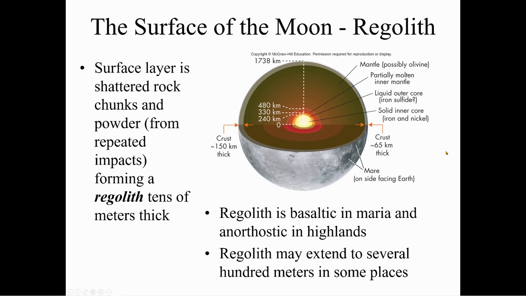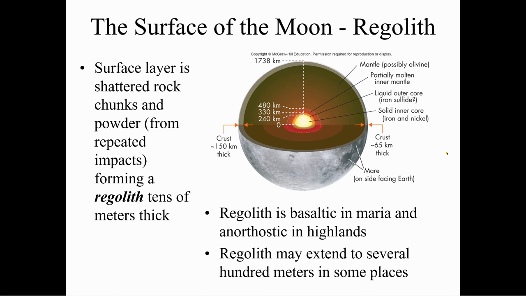Surface of the moon, or the regolith. That regolith is rock debris. The surface layer is shattered rock chunks and powder from repeated impacts, and this forms a regolith. That regolith can be very thick, tens of meters thick. It tends to be a little thicker on the dark side of the moon than on the side that we see all the time.